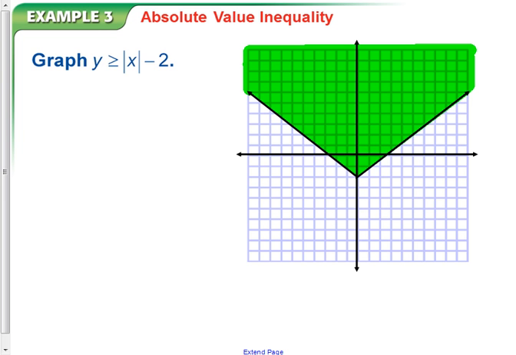And just remember what this shaded region means. Any point in this shaded area will make this a true statement. Anything on this solid line will make it a true statement. If I pick any of these points down here, this is going to be a false statement. It's not going to work. So that's what the graphing of inequalities is.